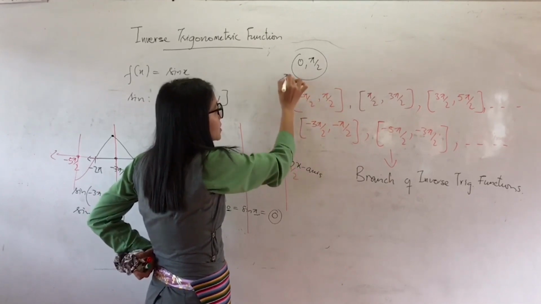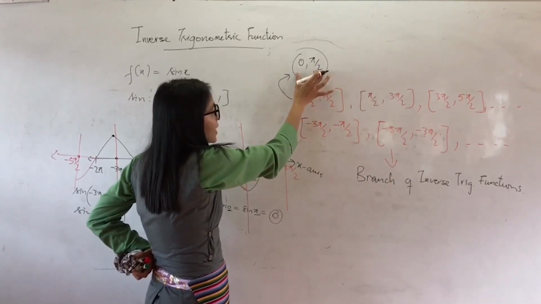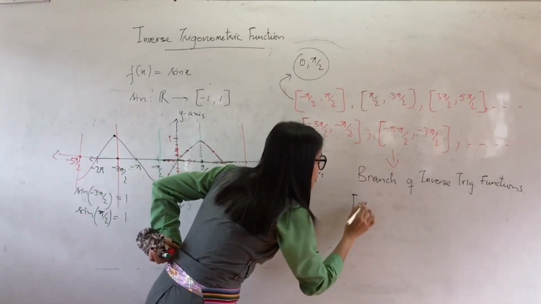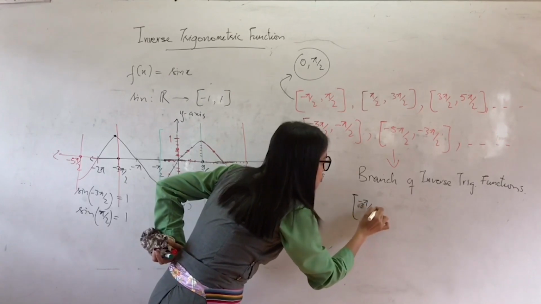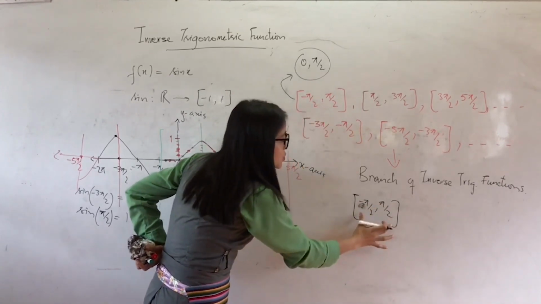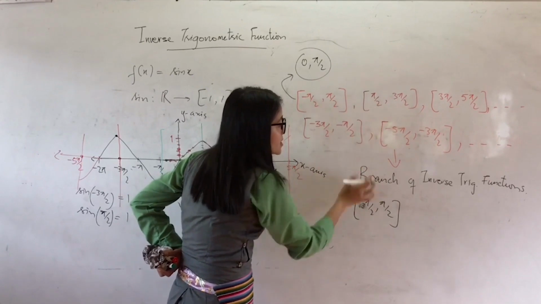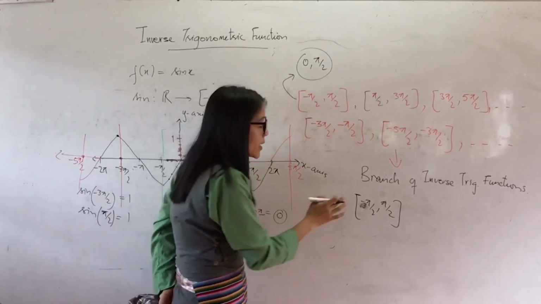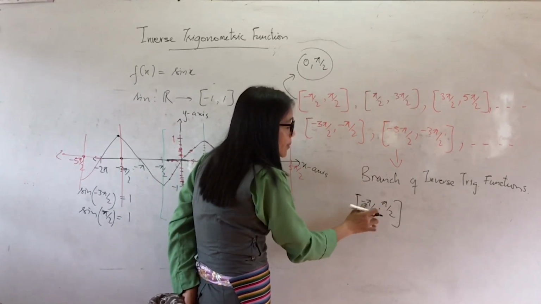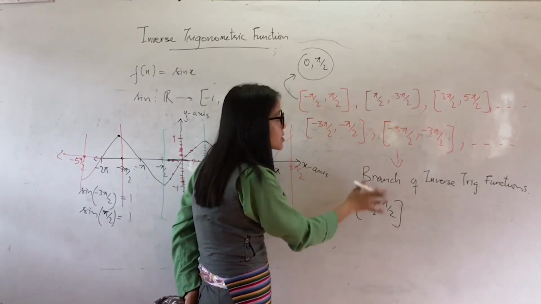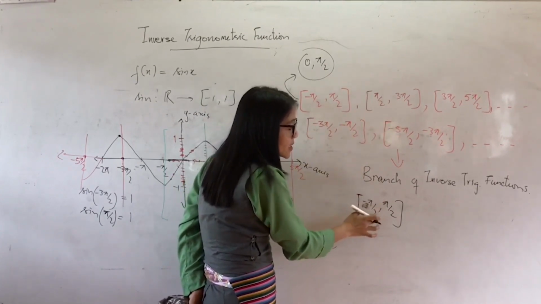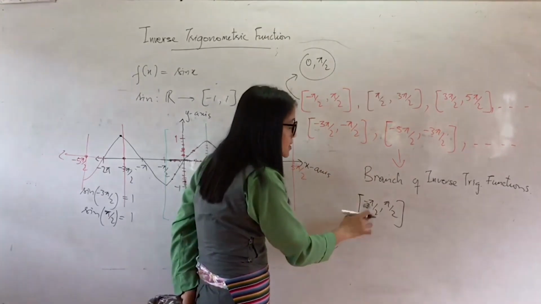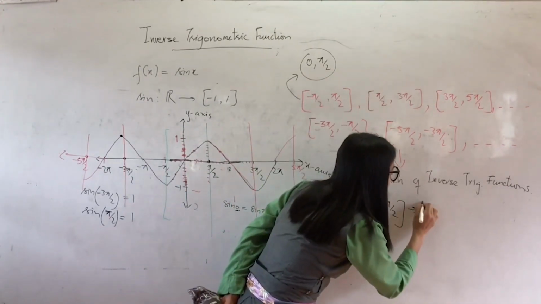In this interval we have included the first quadrant, right? So negative pi by 2 to pi by 2. I am choosing this interval out of all these intervals, because in this interval we have included the first quadrant, right? So this interval, negative pi by 2 to pi by 2, I am choosing out of all these branches, because in this interval the first quadrant is included. Only because of that I'm choosing this. This interval is called the principal branch.